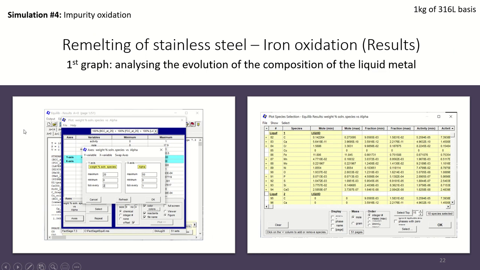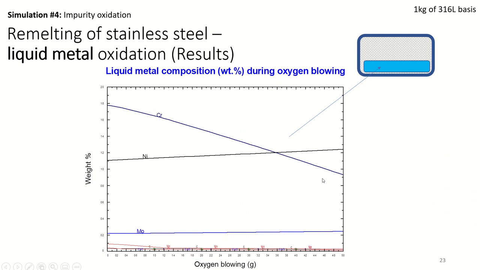So to have a better visual, you can go in output and then plot. The axes we choose are the weight percent of the different elements in our liquid metal as a function of alpha, which is our oxygen addition. So we can see how the chromium in the metal reduces as we add oxygen. Nickel and molybdenum did not oxidize.